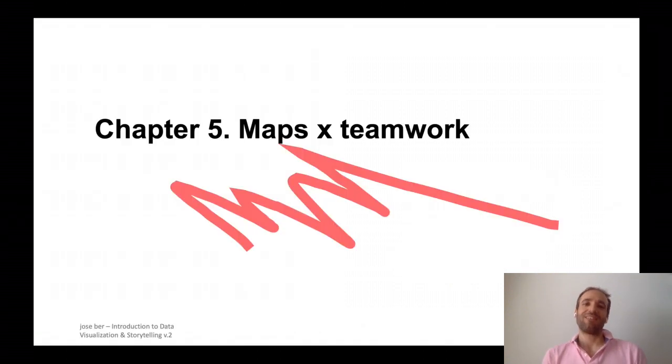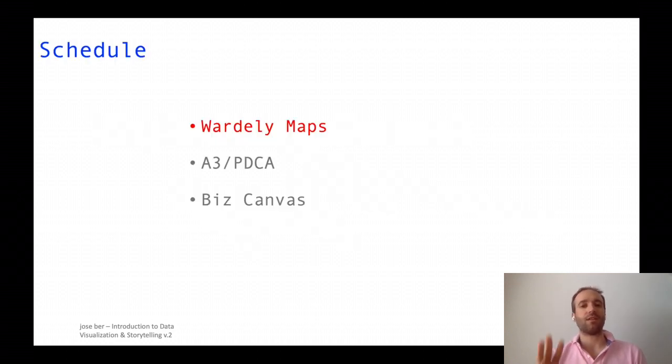Yes, good. So, this chapter is about how to use maps for teamwork, and this is related to the group IQ. So how can you use maps, visuals, charts for teamwork? And we will see three cases. First one is Wardley maps. Then we will see Toyota's A3 PDCA, and then we will see the business canvas. So let's start with Wardley maps.